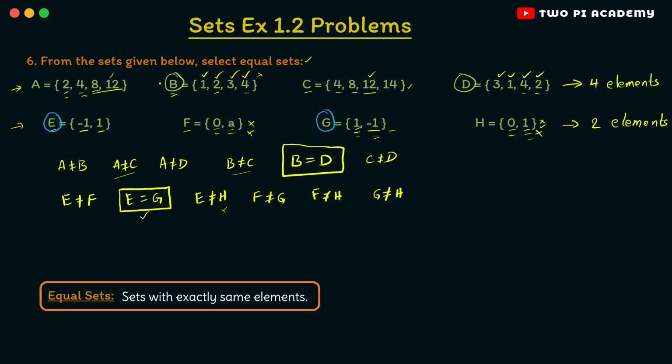So clearly the solution of this problem is just B is equal to D and E is equal to G. Both of these are the equal sets among these. So this is the final problem in exercise 1.2. So we have solved all the problems in 1.2.